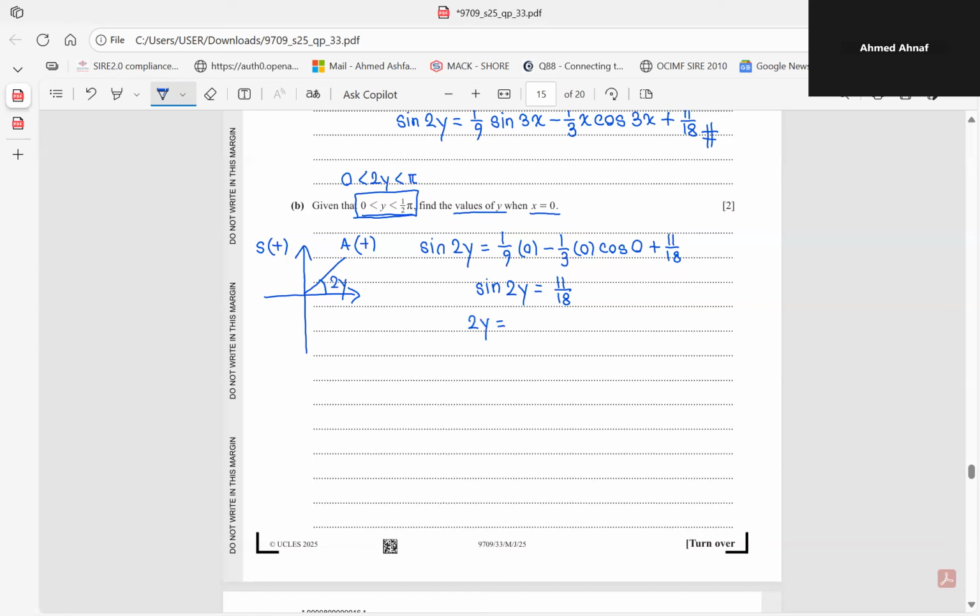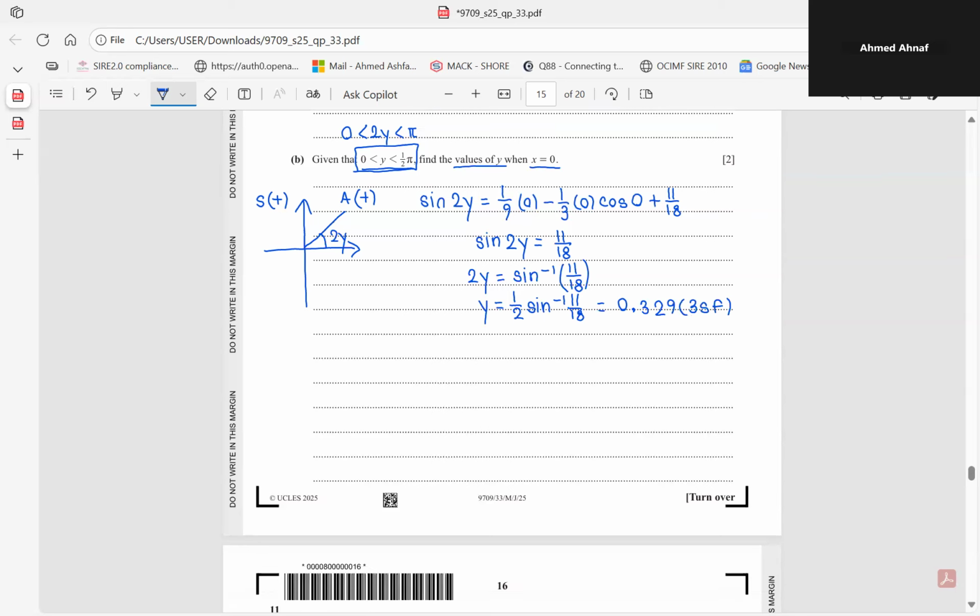So 2y would be equals to sine inverse 11 over 18, and y would be equals to half sine inverse 11 over 18. So this would be half sine inverse 11 over 18. Okay, don't forget to set to radians, so 1.329 to 3SF.